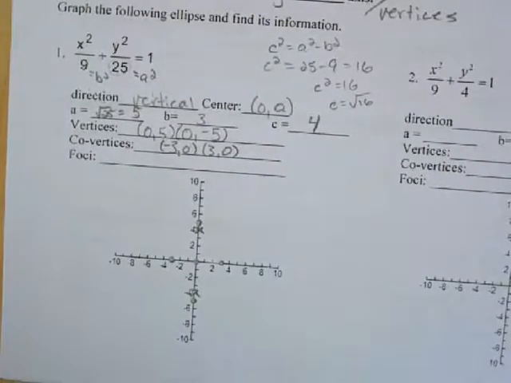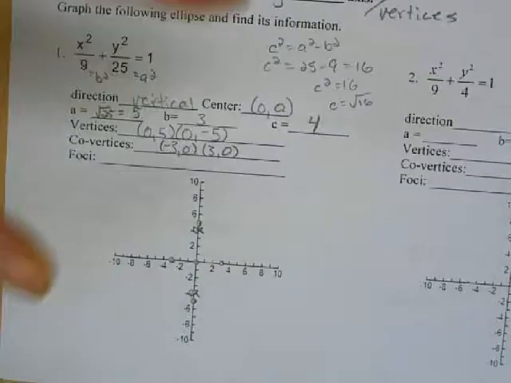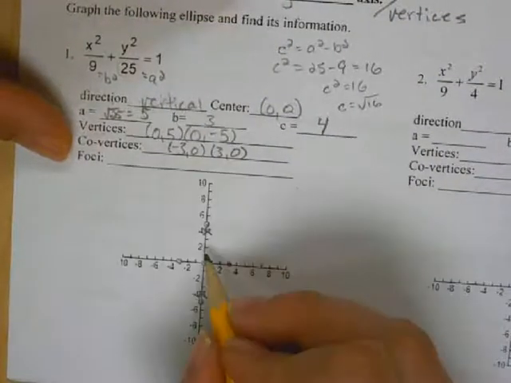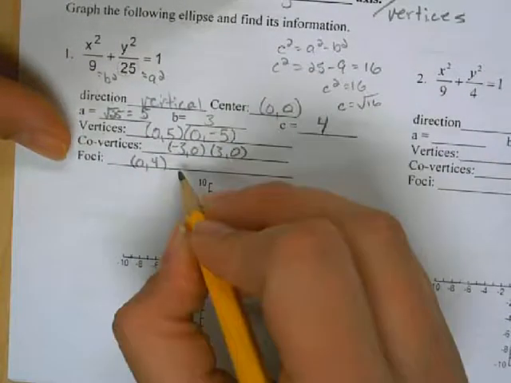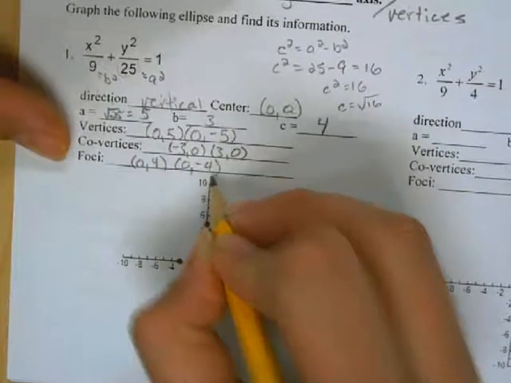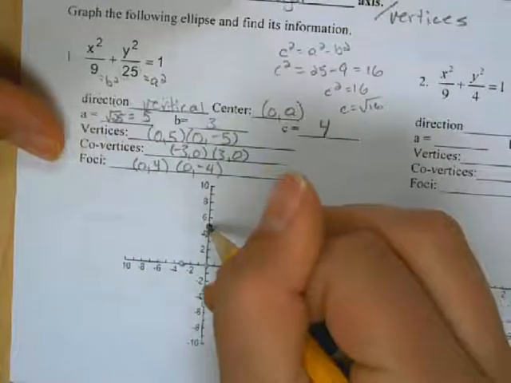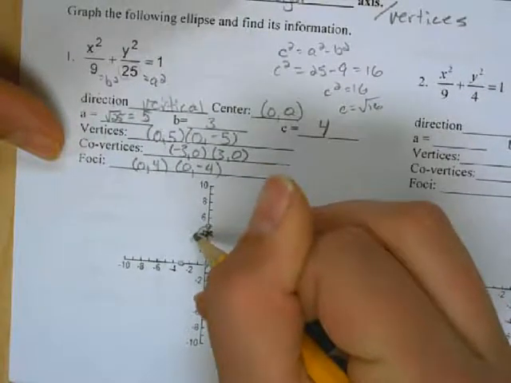So now, as far as graphing goes, oh wait, we've got to write down our focal points. When x is 0, y is 4: 0, 4, and when x is 0, y is negative 4. So now I have all my points. Very last thing is that you have to actually graph this thing.